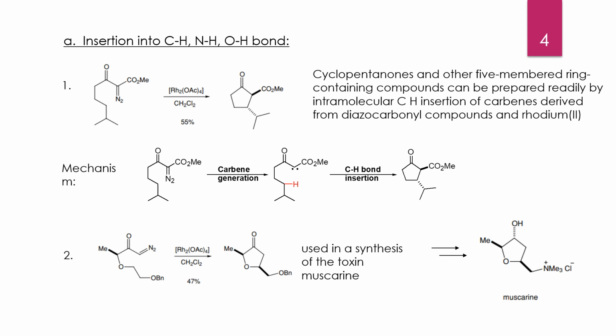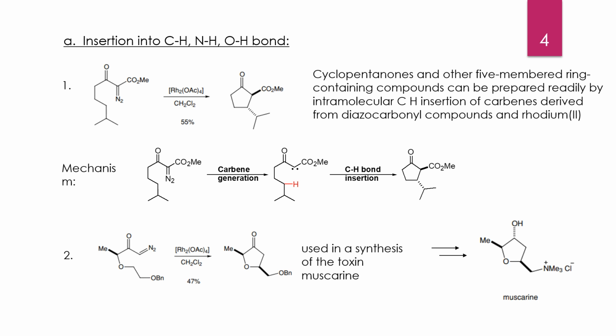Most interestingly, you can see that after the ring formation, these two adjacent groups are anti to each other. Why? Because of this bulk, to reduce the bulkiness, when it inserts into this CH bond, it gets an arrangement where these two groups are anti to each other. So in the first step, carbene generation happens by N2 elimination by the action of the rhodium catalyst, and after this carbene generation, it will insert into the CH bond.